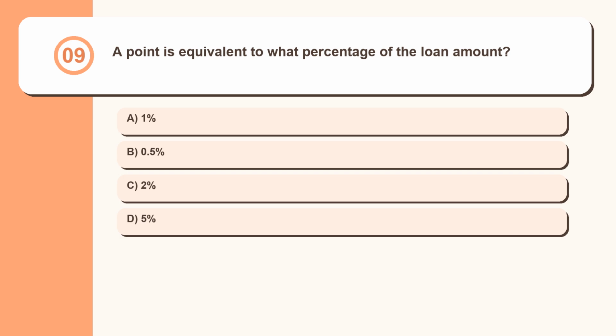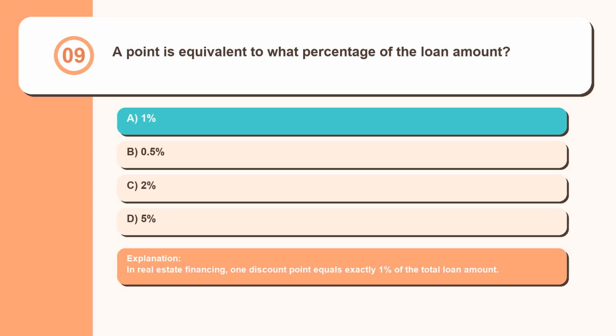Question 9. A point is equivalent to what percentage of the loan amount? 1%, 0.5%, 2%, 5%. In real estate financing, one discount point equals exactly 1% of the total loan amount.